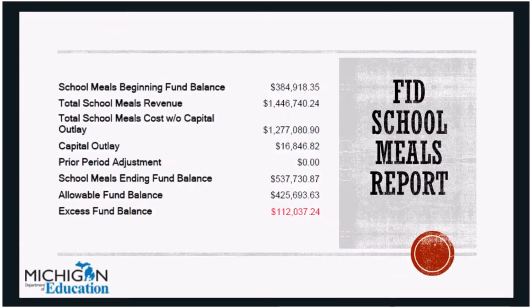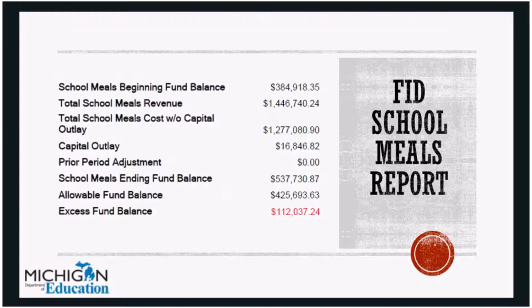This is an example of the summary section of the FID School Meals Report. First, you will see the fund balance information. You have your beginning fund balance, which is carried forward from the prior school year, plus current year revenue from the revenue section of the FID School Meals Report, minus the expenditures, which bring you to the ending fund balance for the year. Below that is the allowable fund balance, which is equal to 3 months average expenditures.